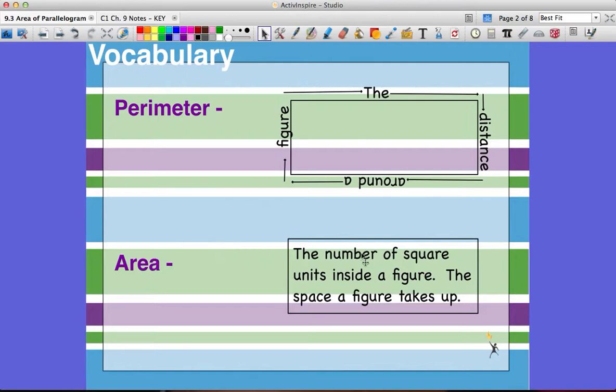The area is the number of square units inside a figure. It's the space a figure takes up. So if I were to take that big parachute that you see in gym classes and put it down on the ground, all the space that it covers is its area. And that's the same thing for any shape.